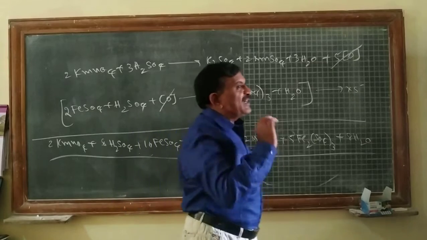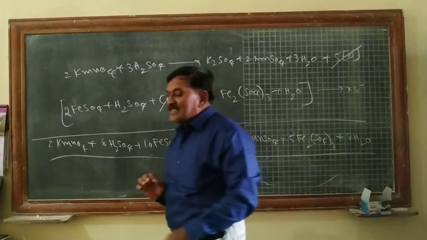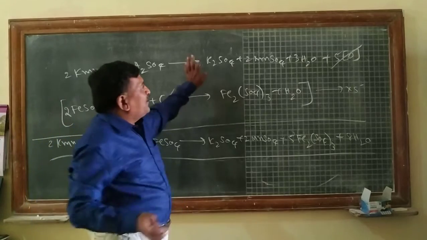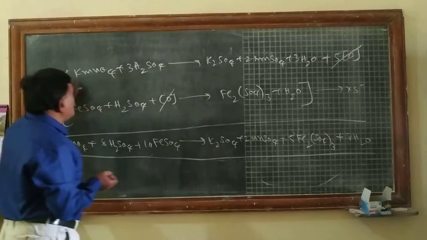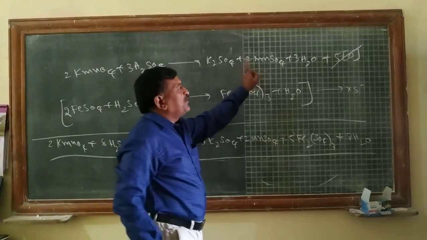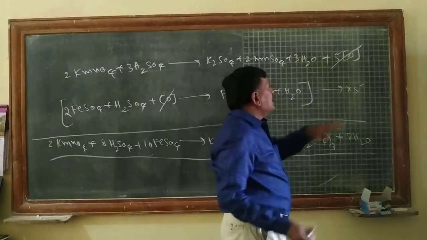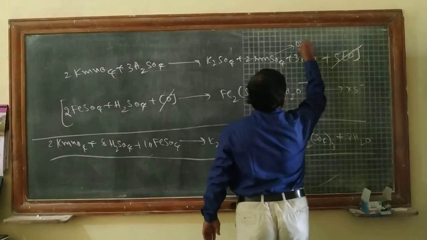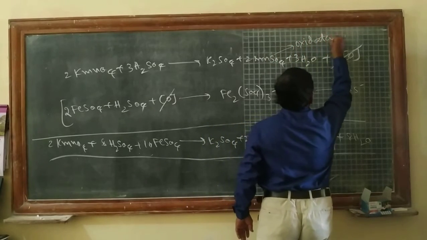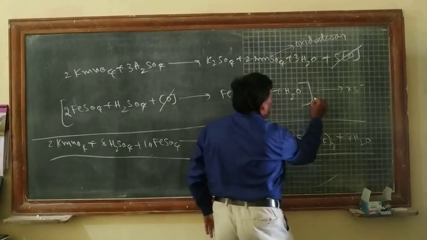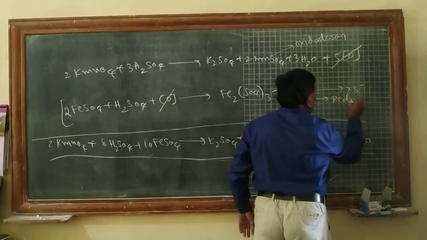It undergoes a redox reaction. What does a redox reaction mean here? The first reaction is 2KMnO4 plus 3H2SO4 giving K2SO4 plus 2MnSO4 plus 3H2O plus 5O. So the first reaction undergoes oxidation, and the second one undergoes reduction. The second reaction undergoes the reduction.